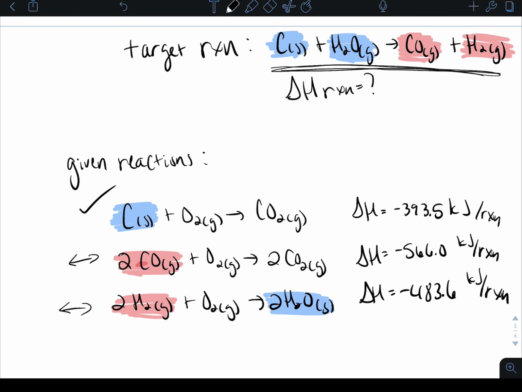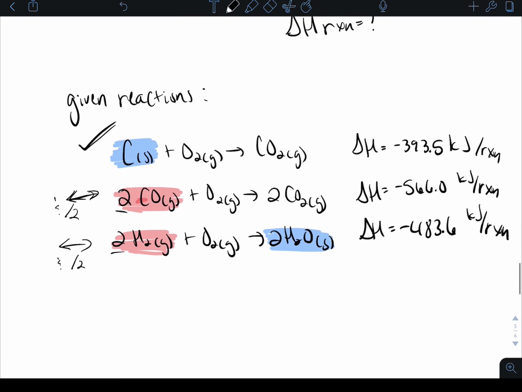Also note that we want one carbon monoxide and one H2 gas, but we have two here and two here. So watch what I do. I'm going to leave this equation as is, the first one, because it's written correctly and it has the correct number of moles of carbon solid. The next one, I'm going to flip the equation and divide by 2, because I need that carbon monoxide to be a product and I only need one of them. And then for the last reaction, I'm going to do the same thing. I'm going to flip the reaction so I can get that H2 on the product side, and I'm going to divide by 2 so I only have one H2.